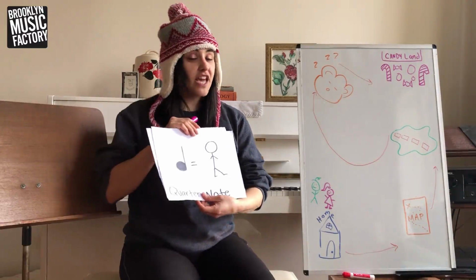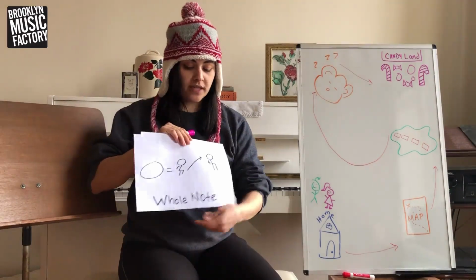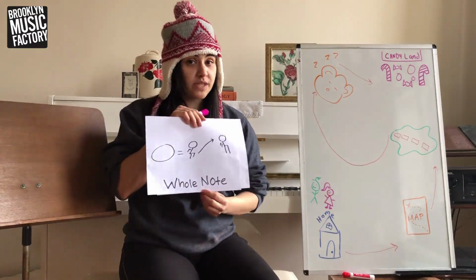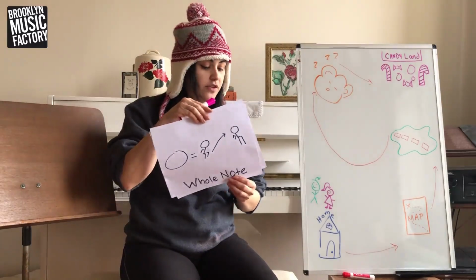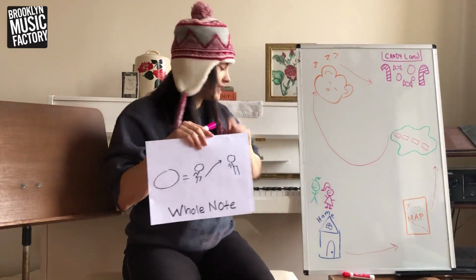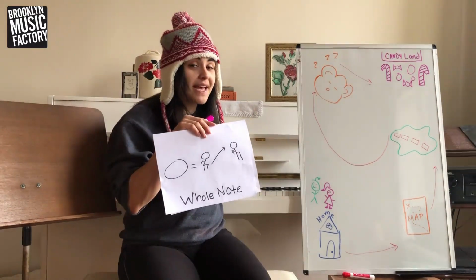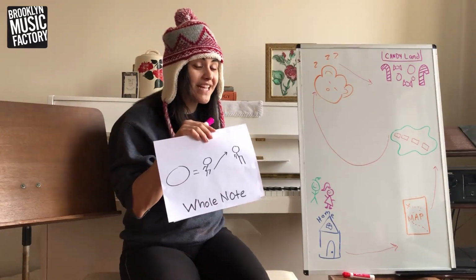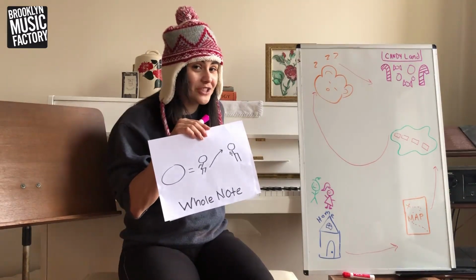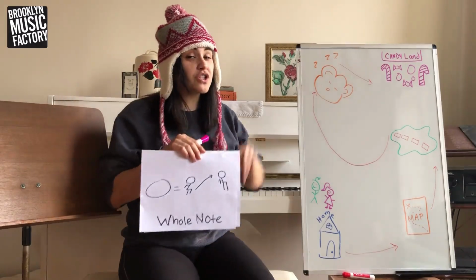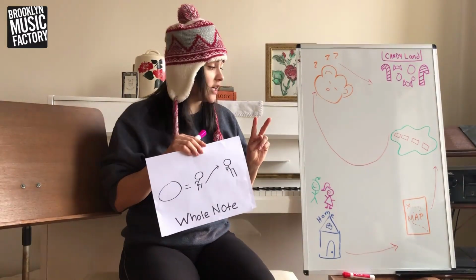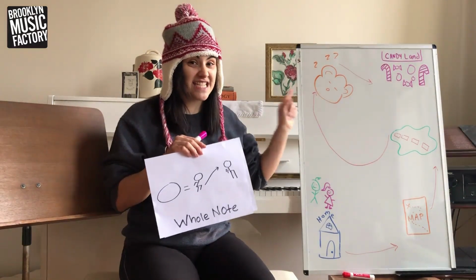And then the other way we can move is we can jump, and we're going to use the whole note symbol in order to jump. So that sounds a little bit like this. Jump and hold it, jump and hold it. So those are the two ways that we're going to move across our board in order to get to Candyland.